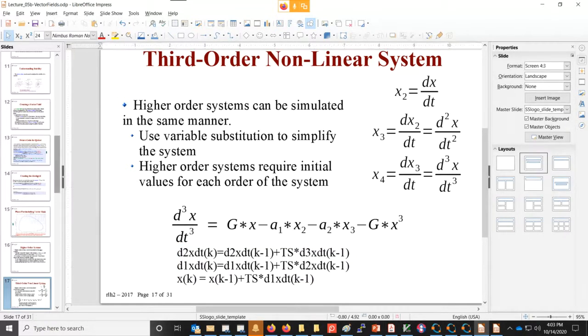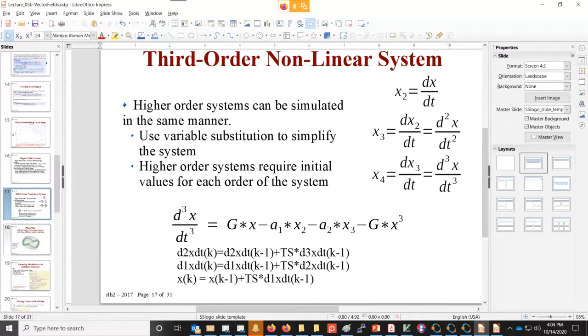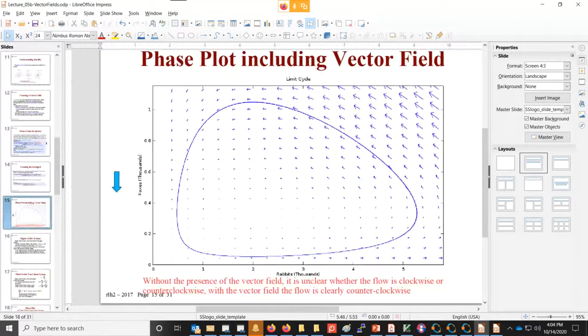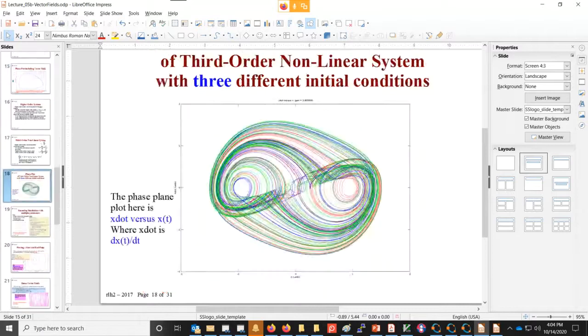All right, but this week we're definitely going to get some interesting plots here. We're going to have some vector fields going on and some chaotic systems in our plots. The plots are definitely going to be a little more interesting this week.